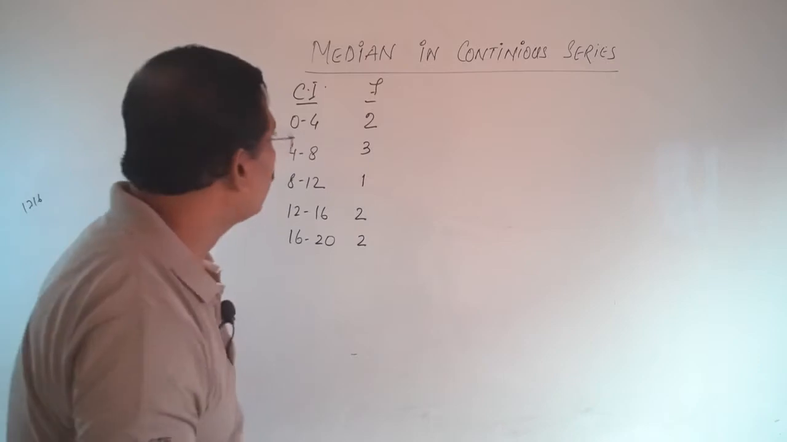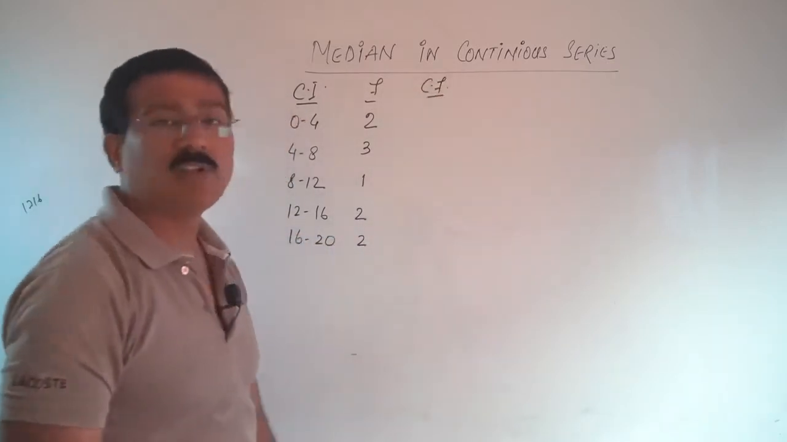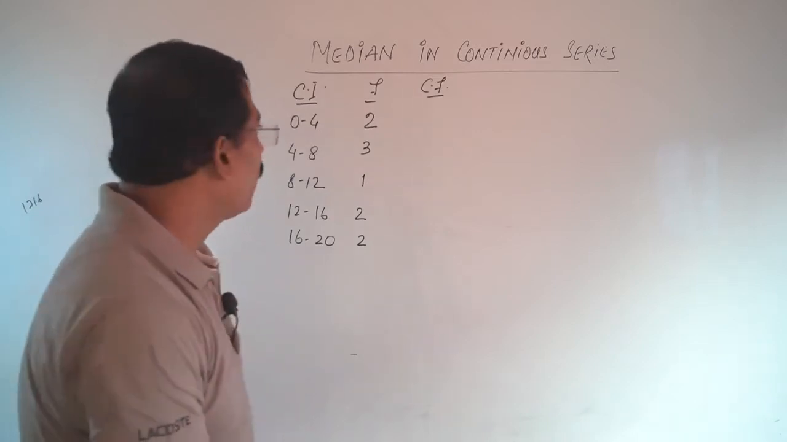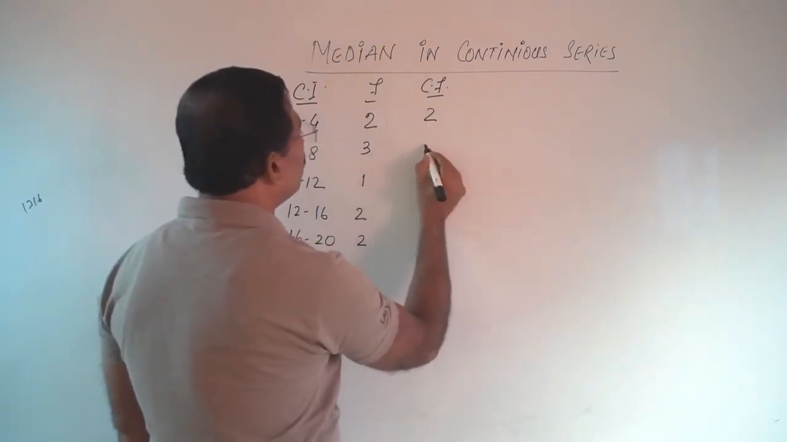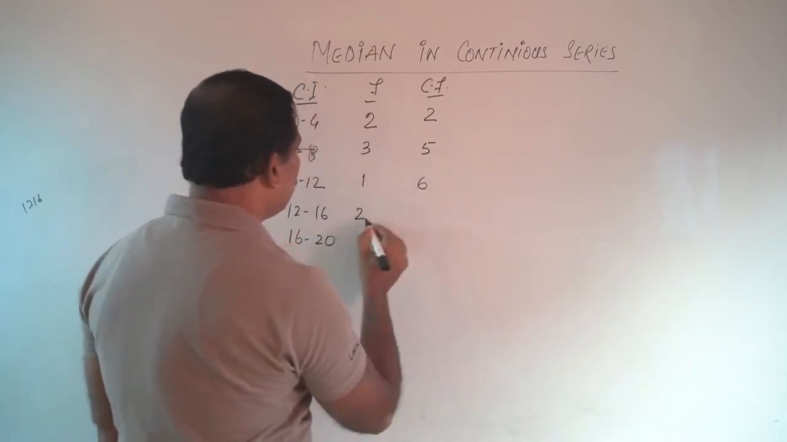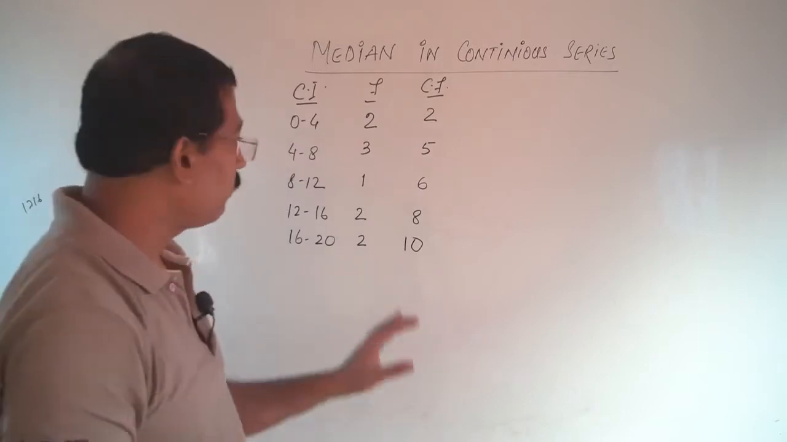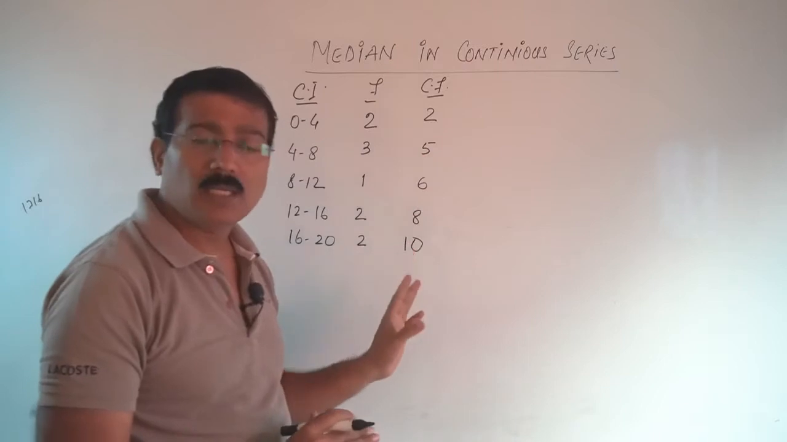How will you calculate median? The first thing is you have to calculate CF. CF refers to what? This is cumulative frequency. In cumulative frequency, first 2, then add 2 plus 3. This will be 5, then 1, here will be 6, then 2, 8, and here will be 10. Very clear? I think all the students are very much comfortable to calculate the cumulative frequency.